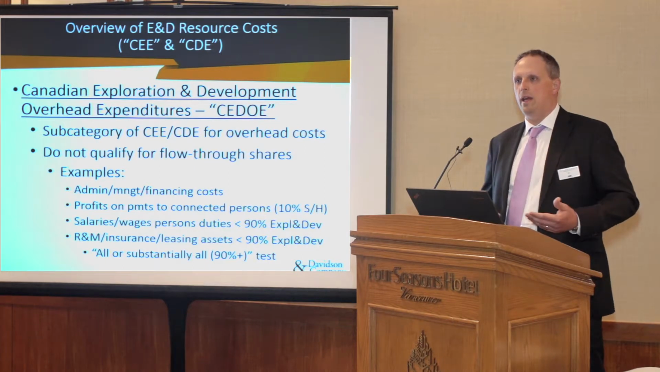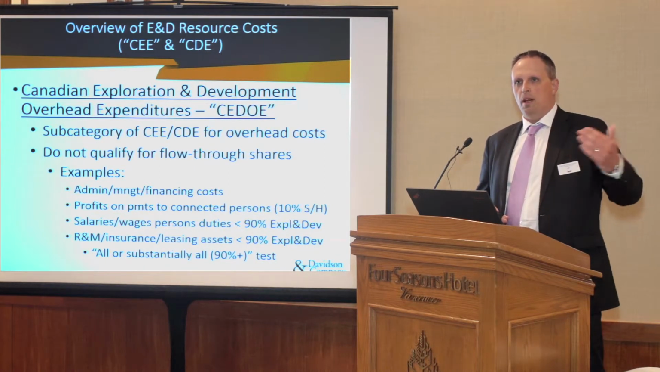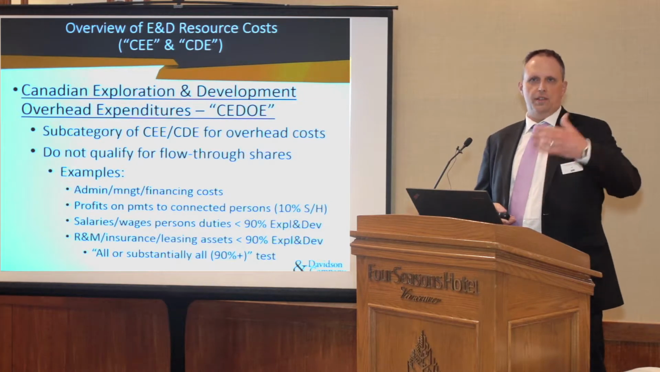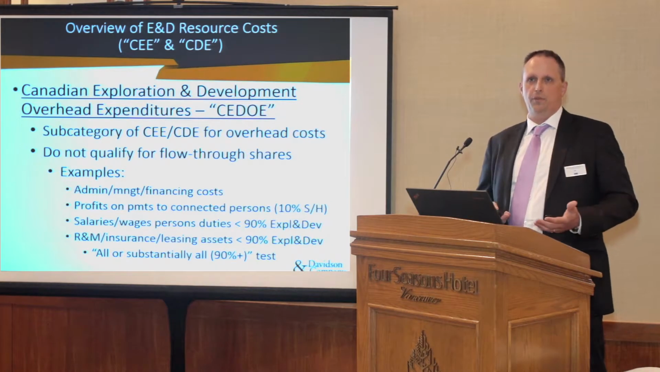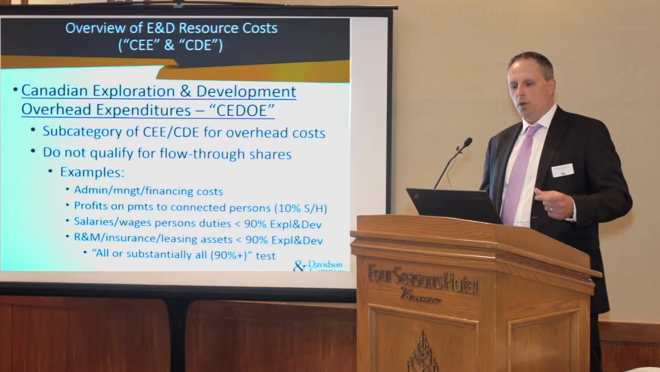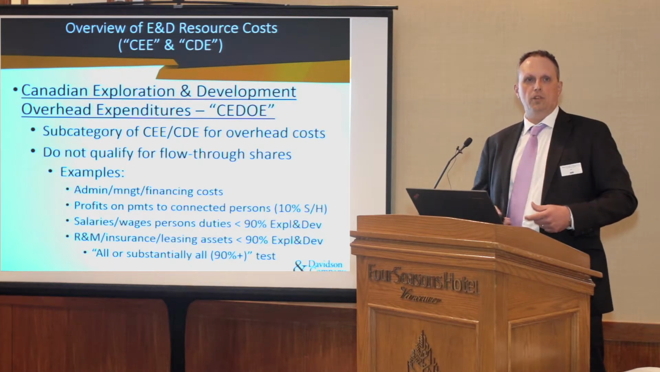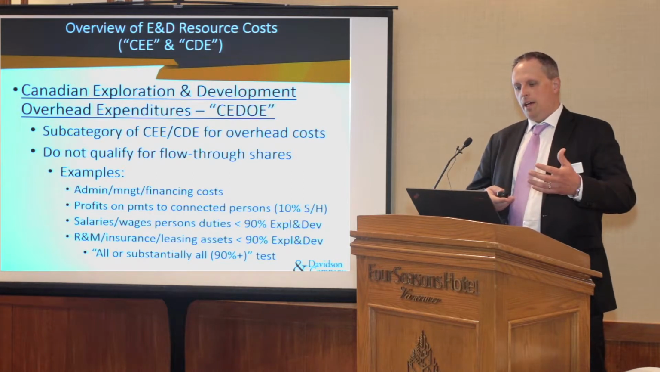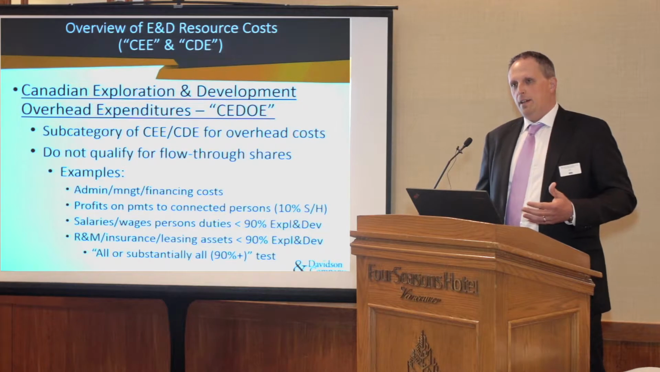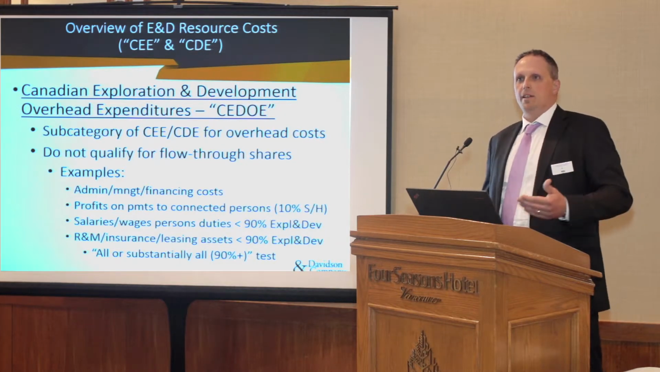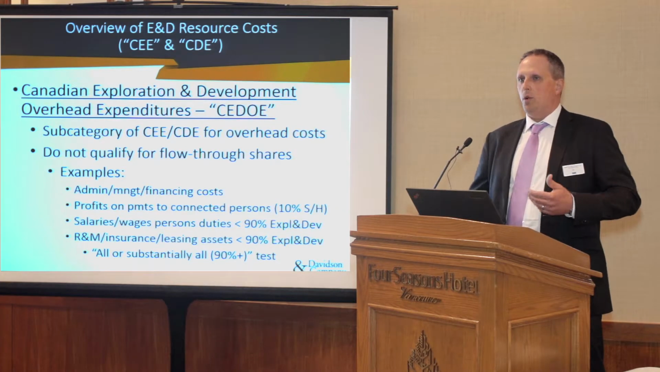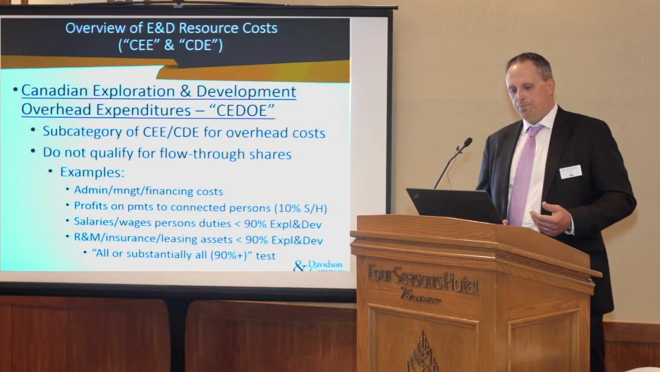So let's say, for example, it costs the management company $100 to do the drilling. It charges the public company $120 for that work. Well, the $20 portion of that component would get put into CEDO instead of just CEE, because I guess CRA or the government felt that you could easily inflate the costs that go into CEE and use that towards things like flow-through if there wasn't some type of a restriction on it.